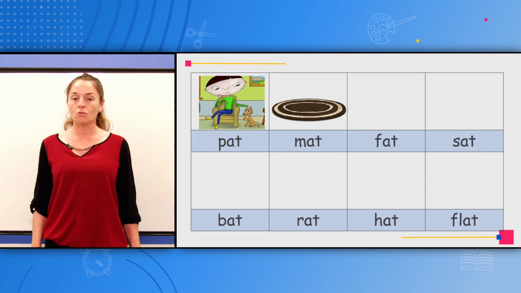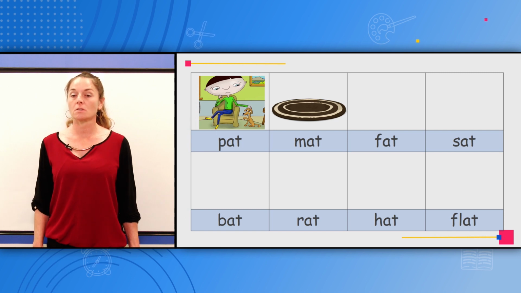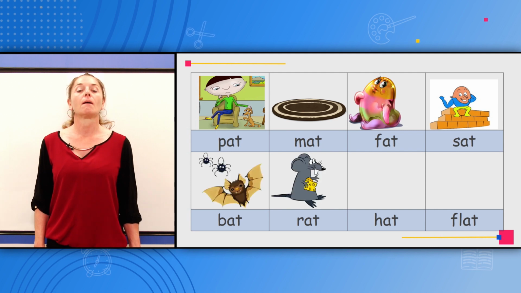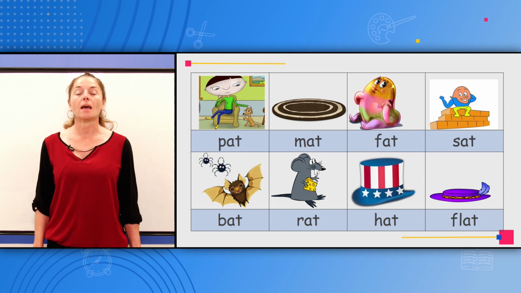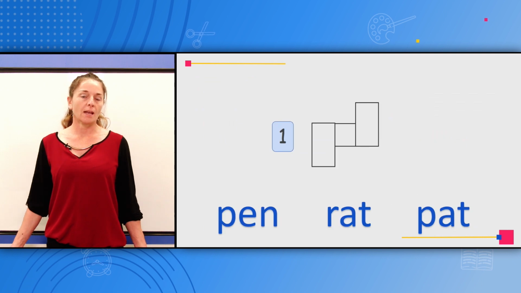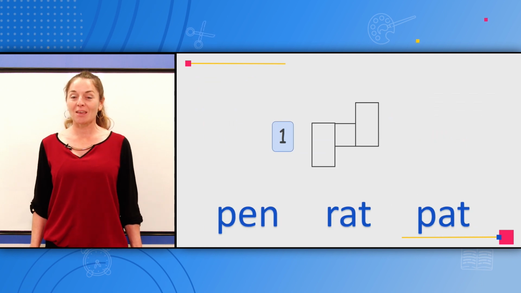Okay, let's make sure you wrote the meaning. Pat and mat. Look at the pictures. Fat and sat. Okay, did you get your meaning right? Bat and rat. And hat and flat. Super. Now back to this game.